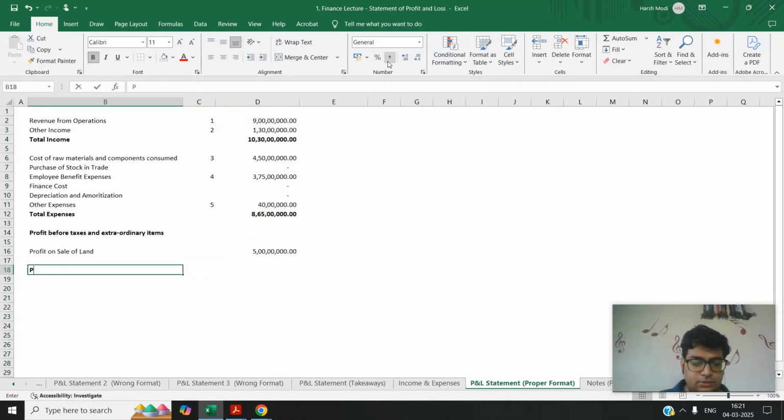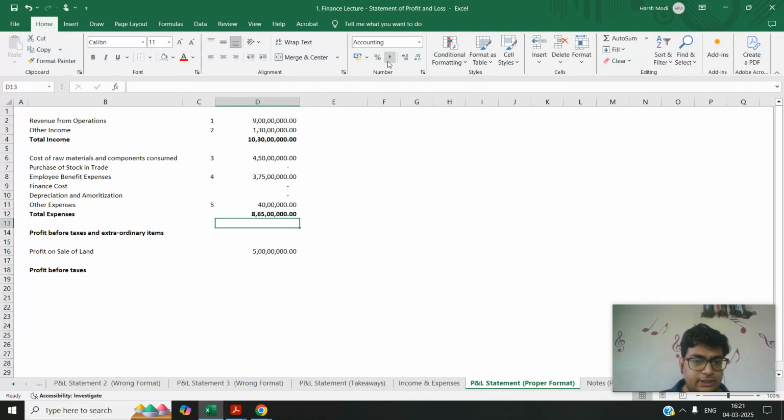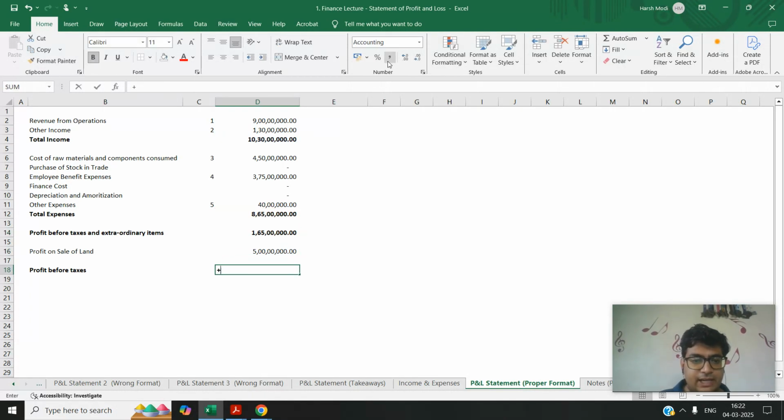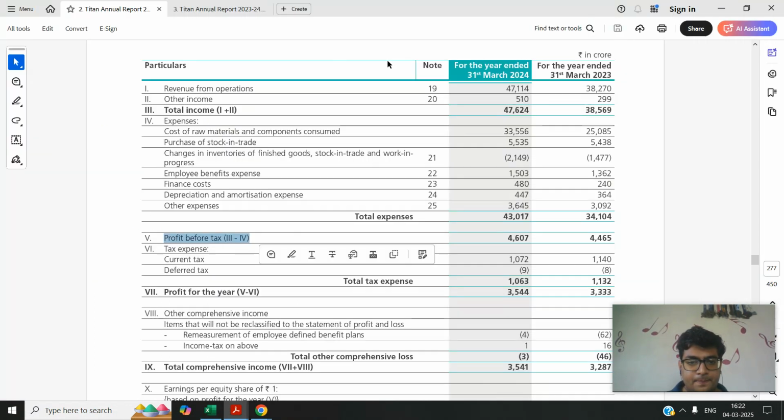Now you will have profit before taxes, and this will be 8 crore 6 profit before extraordinary item. Let me just get the values here. 1 crore 65 lakh. This plus profit on sale of land. This is profit before taxes, 6 crore 65 lakh. Then taxes, as we discussed, are shown as separate line item, and we discussed that there are two taxes: current corporate tax, deferred tax. Deferred tax is something quite technical in nature and we will cover it separately, but yeah.